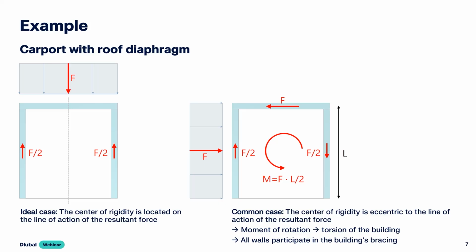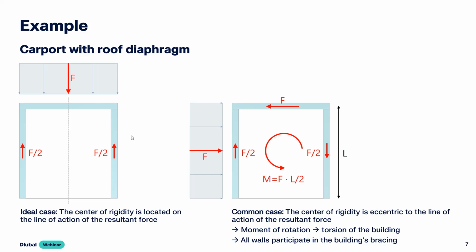Okay, then a small first example. It's about a carport with a roof diaphragm. And here on the left side, we see the ideal case. The ideal case is when the center of rigidity is located on the line of action of the resultant force. So we have no eccentricities here, and we have our force F, and the left and the right wall will cover half of the force, which is clear.